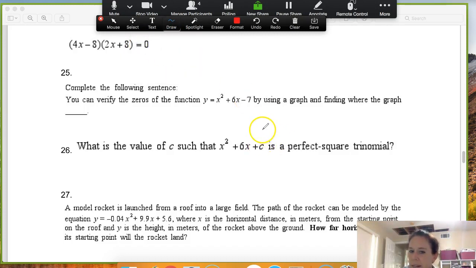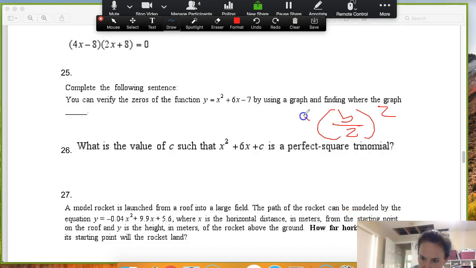Okay, Haley, where did I get the 9 at the end? To find a perfect trinomial, take your b, divide it by 2, and square it. So take 6, divide it by 2. What do you get? Yep. Take 6 and divide it. You get 3. Now square 3. Yep. b divided by 2, squared, is what c should be. That will make you have a perfect square trinomial.